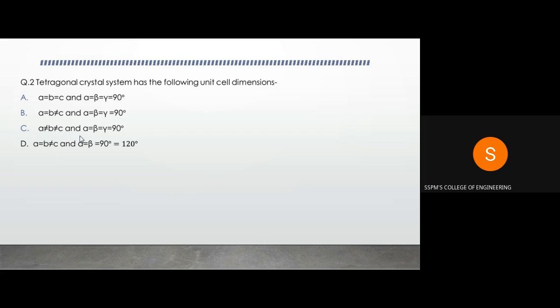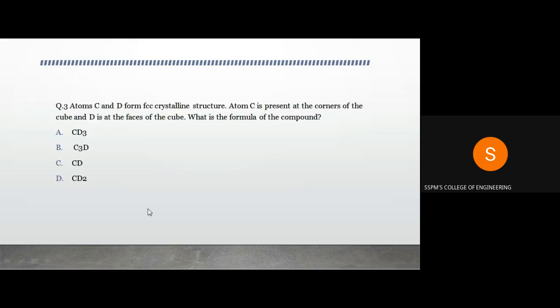The first option is a equal to b equal to c. This condition is not possible for tetragonal. It is possible for the cubic crystal structure. The third condition, a not equal to b not equal to c, and alpha, beta, gamma equal to 90, is only possible for orthorhombic, monoclinic and triclinic. But in this question they ask about the tetragonal system. So, option B is the correct answer.